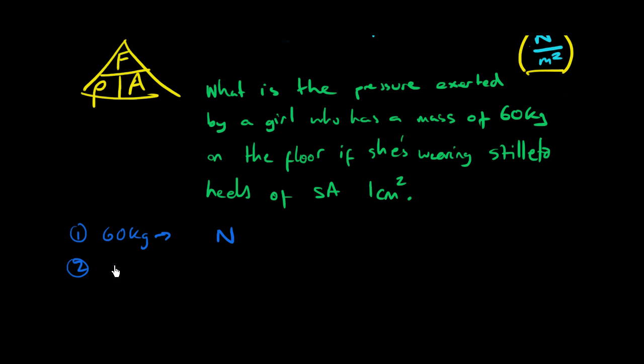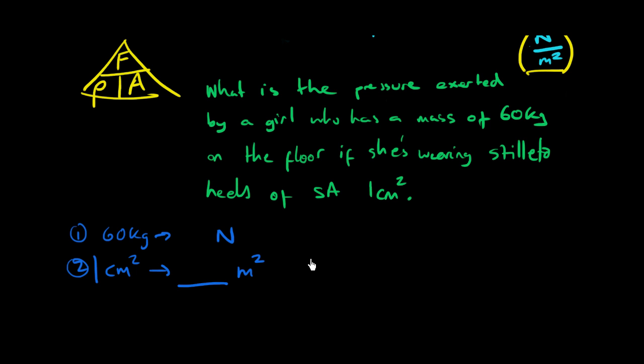Second thing is to convert centimeter squared into meters squared. So 1 centimeter squared, which is the one that I have, I need to convert into some amount of meters squared. So I need to know this and I need to know that. Once I do these two things, then I'm fine to just use the formula that pressure is equal to force over area, and I can get my answer in pascals. Okay, so now we have a plan of action, we can get going.